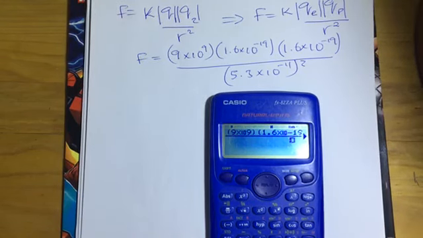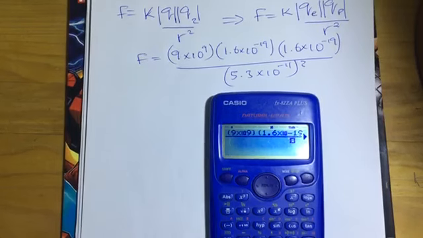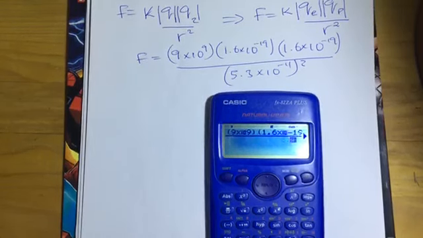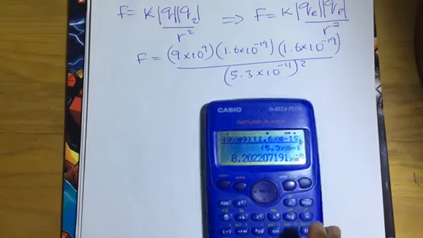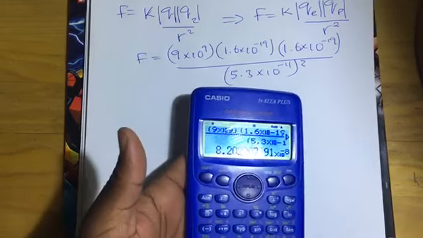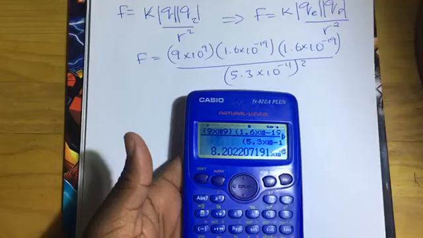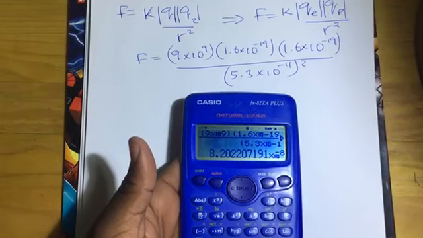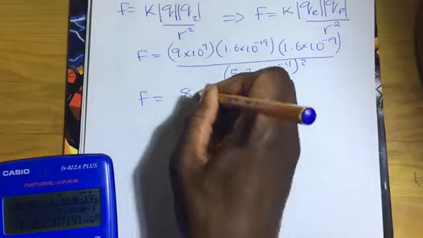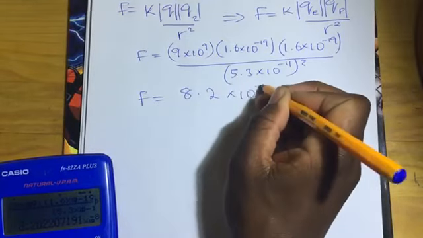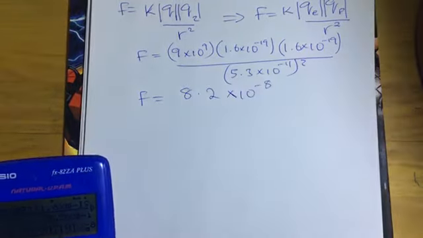Handle each part individually. So this is going to be 5.3 times 10 to the power negative 11, and then you square this. So my answer is, I don't know if you guys can see, 8.2 times 10 to the power negative 8. So F is equal to 8.2 times 10 to the power negative 8.